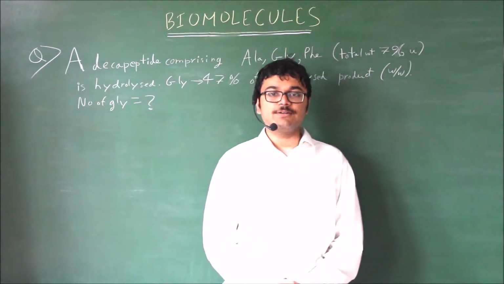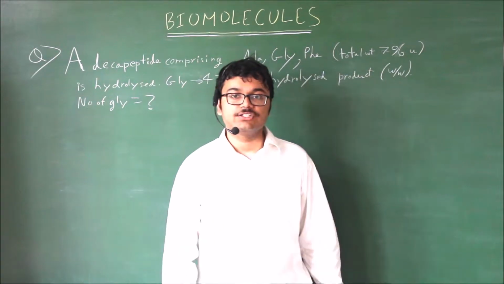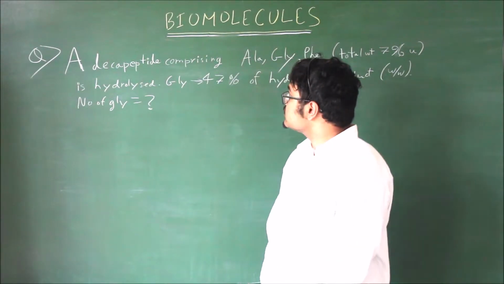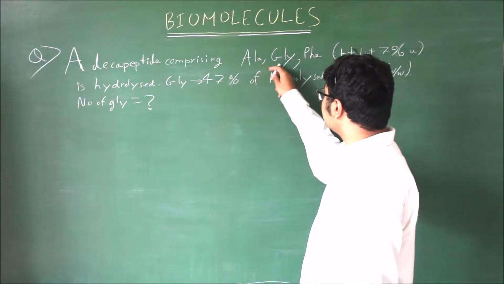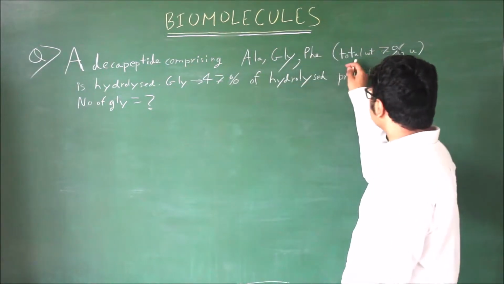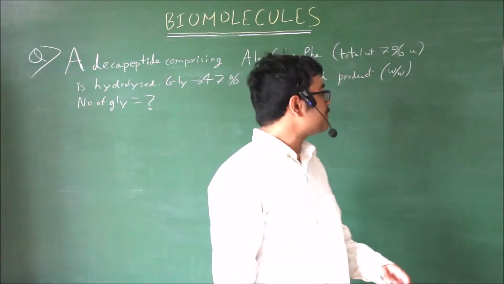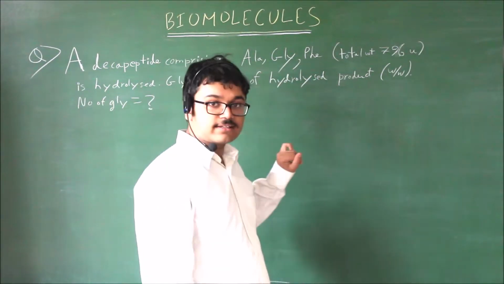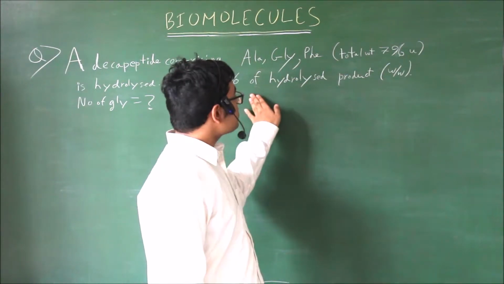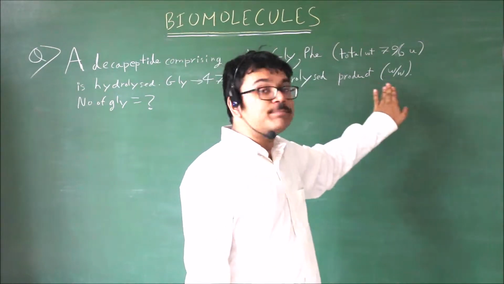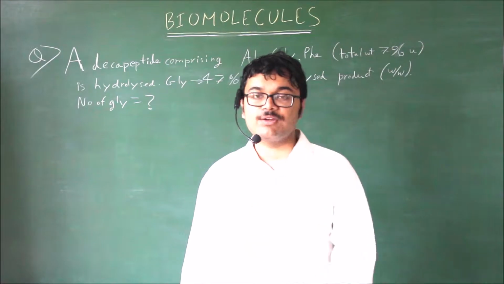Alright, so this question is actually one that is based on the previous question, and it's important. This was a question in JEE 2011. A decapeptide comprising alanine, glycine, and phenylalanine with the total atomic mass of 796 u, unified mass units, is hydrolyzed. The glycine residues make up 47% of the hydrolyzed product weight by weight. What is the number of glycine amino acids?